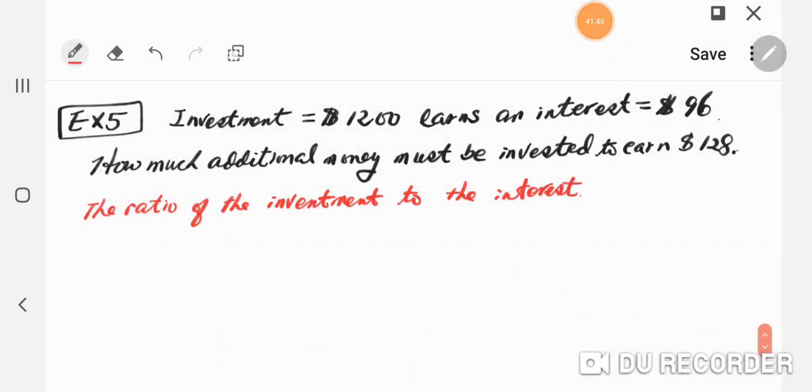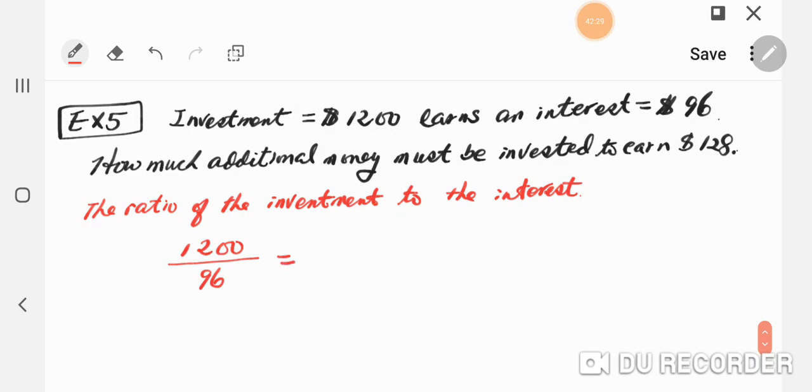Okay, example 5. An investment of $1,200 will earn $96 as an interest each year. Then if this rate goes on, how much additional money must be invested to earn the interest $128 each year? In this case, we will use the ratio of the investment to the interest. The investment is 1,200. Then this will give you the interest $96.